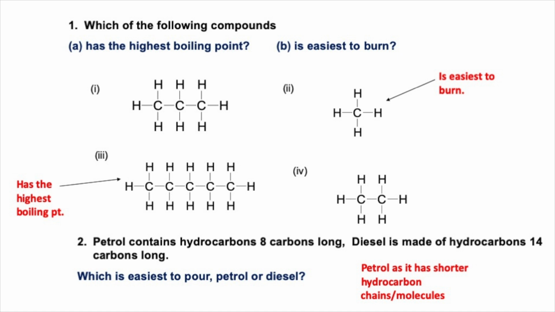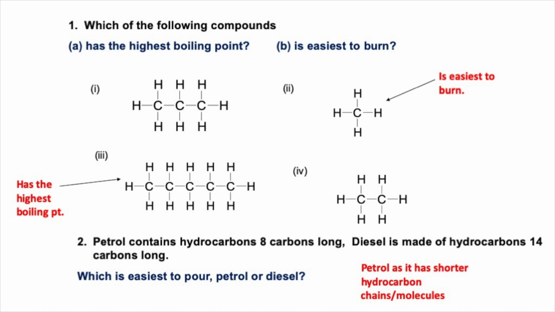Now that compound is actually called pentane, but you weren't asked to name this in this question. Now the compound that is easiest to burn is compound 2, because that has the shortest molecule. That compound is methane, and it's easiest to burn.